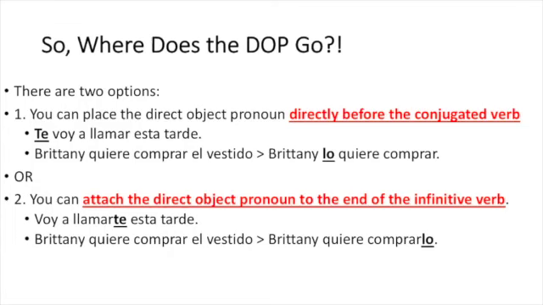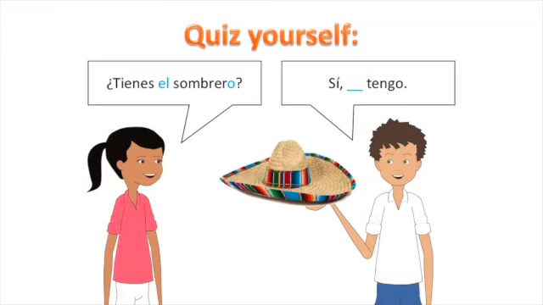All right, so I know these are hard. We're going to do a few very simple examples here, okay? So you see this picture of this woman and this man, and he's holding a sombrero. She asks, ¿Tienes el sombrero? Do you have the sombrero? He's going to say, sí, blank tengo. Yes, I have it. In this case, el sombrero is masculine and singular.